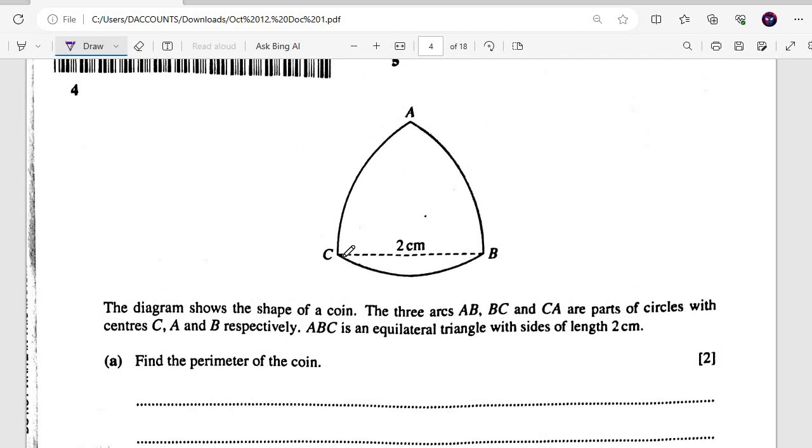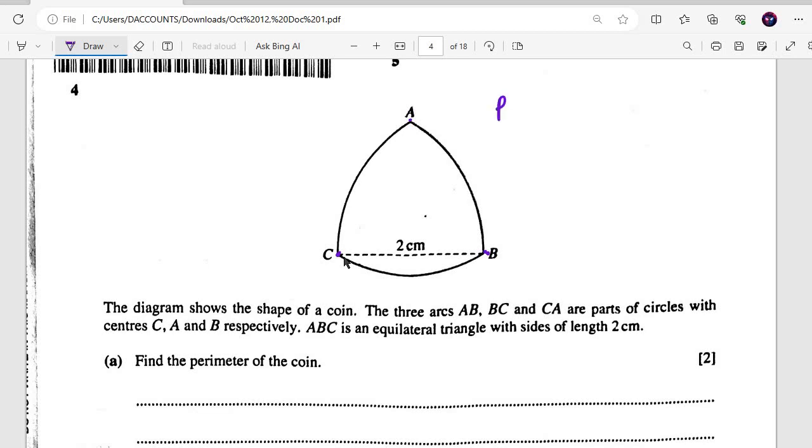Number 4, the diagram shows the shape of a coin. The three arcs AB, BC, and CA are part of circles with centers C, B, and A respectively. So find the perimeter of the coin.